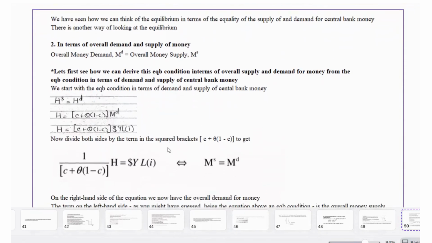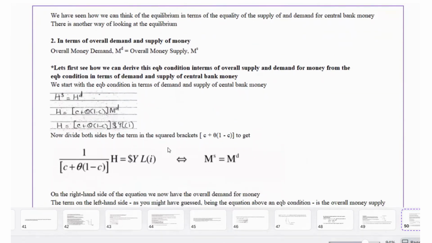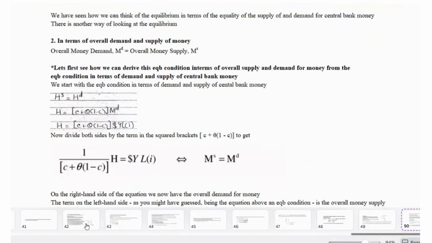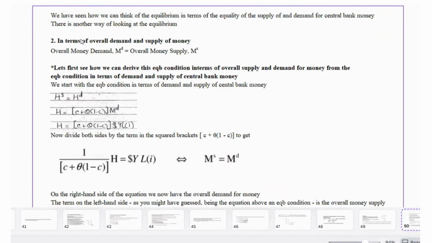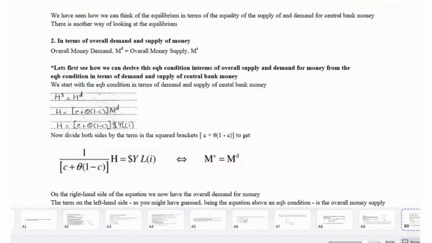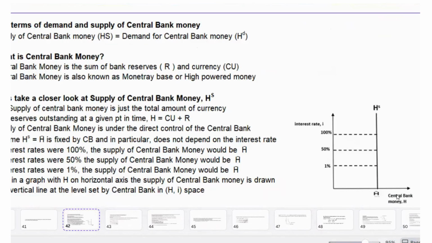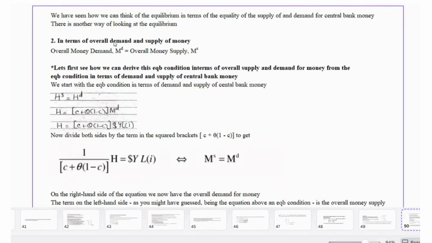So what we're saying over here is that in the case where the economy has a banking sector, there are two ways that you can express financial market equilibrium. One is in terms of demand and supply of central bank money, HS is equal to HD. And another equivalent way to express financial market equilibrium in this case is in terms of overall demand and supply of money, i.e. MD is equal to MS. And we've looked at how we can derive from HS is equal to HD the equivalent equilibrium condition, MD is equal to MS.